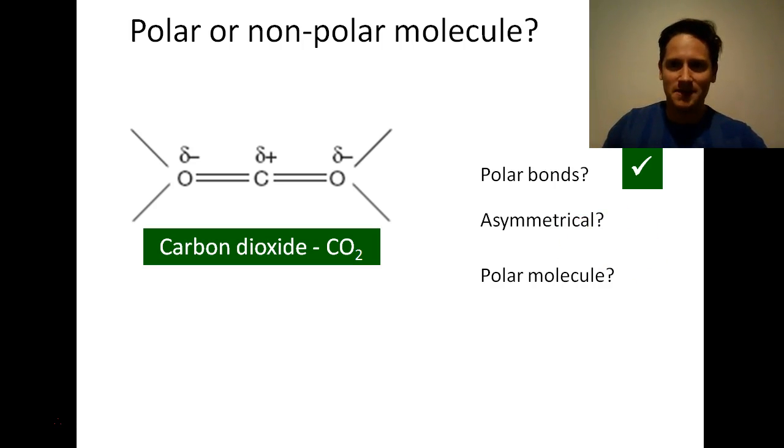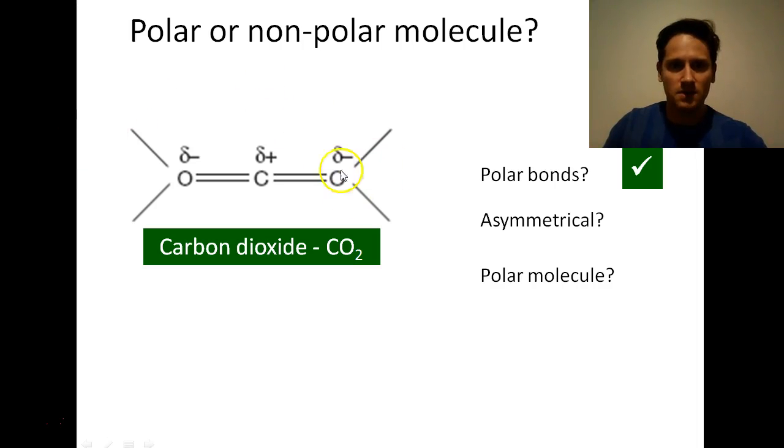Is the molecule asymmetrical? Is there no symmetry here? What I mean is, is there an end of the molecule that's different, or are the ends of the molecule the same? So on the left hand side of the molecule we have a negative charge. All of this part here is negative. Let's look on the right hand side of the molecule. All of that is negative as well. So you've got the left hand side and the right hand side that are negative. So that molecule is symmetrical.